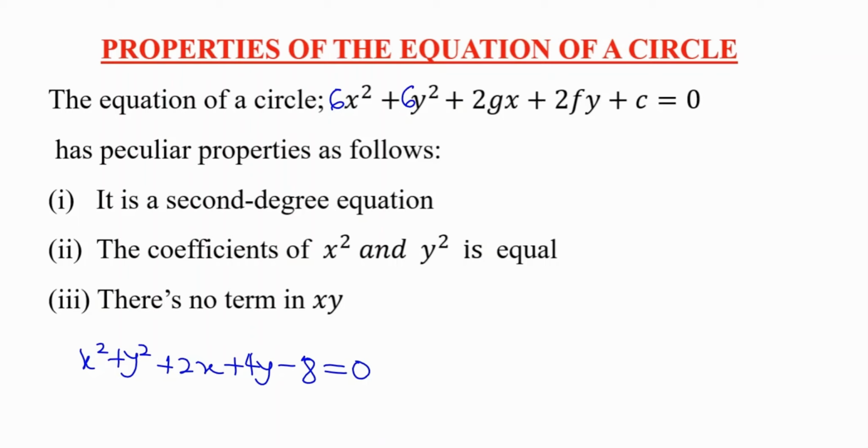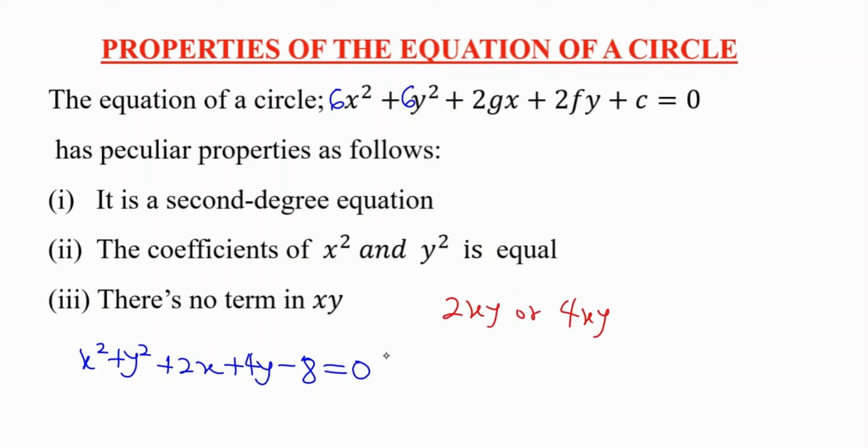The first one says that it is a second degree equation. Yes, we can see that the highest degree here is 2, and that works. The coefficient of x squared and y squared is equal: the coefficient of x squared is 1, and the coefficient of y squared is 1, and that makes it equal, so it works too. Now, there is no term in xy. What you can see here is just 2x and 4y, and that is what we want. So that is the perfect way.